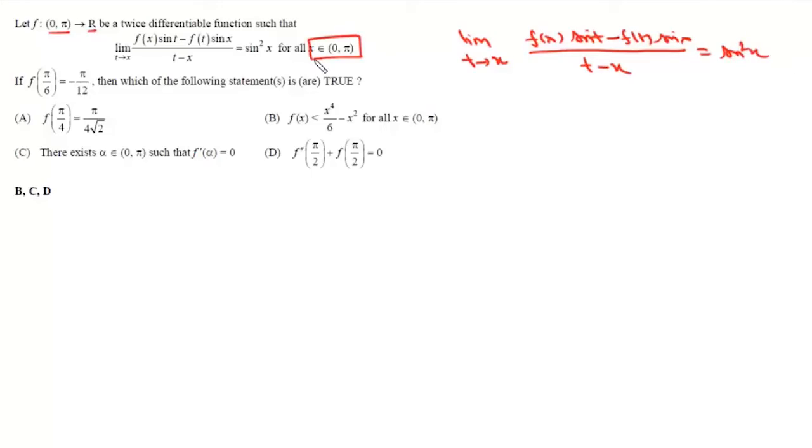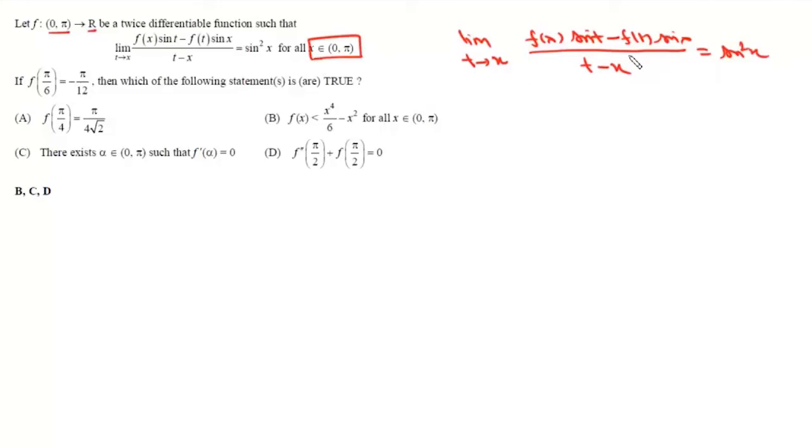f is a function from 0 to pi to R, and it is such that the limit as t tends to x of (f(x) sin t minus f(t) sin x) upon (t minus x) is equal to sin square x for all x belonging to 0 to pi.